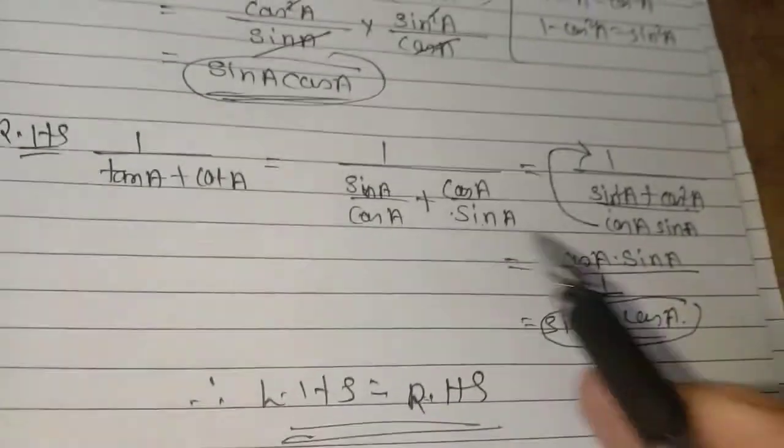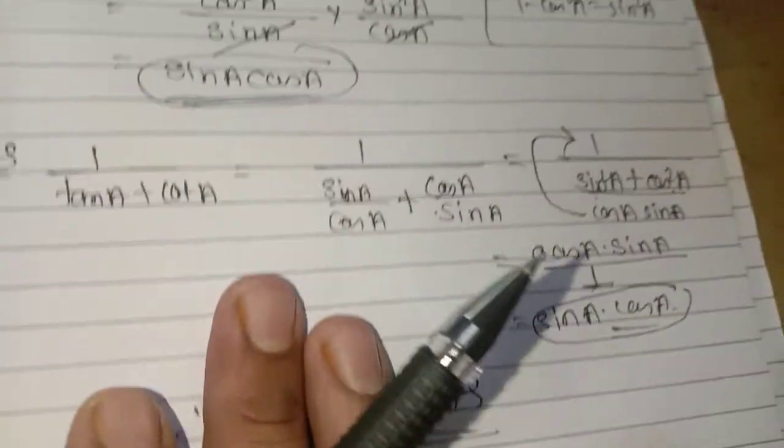So this is what we proved, left hand side is equal to right hand side. So let's move to question number 10 now, our last question of the chapter.